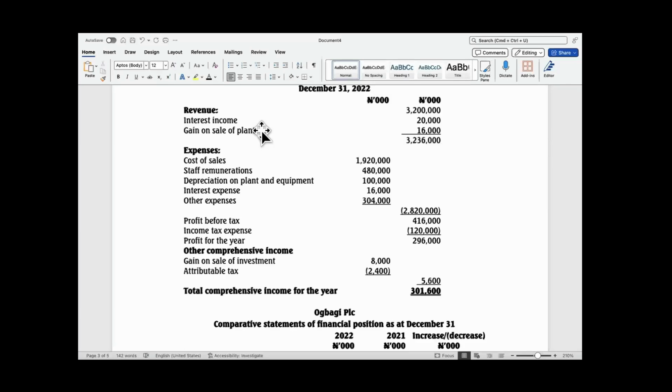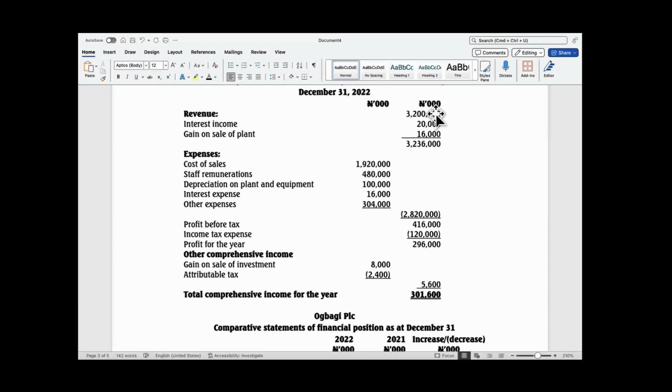Let me start from revenue. Revenue is 3.2. What I need in this revenue is how much I have actually received, and the only way to get it is to ask, am I owing anybody? You will know that from your statement of financial position, your account receivable. That was why I went to account receivable to use that opening 3.2, then closing. Is that clear? Yes, sir.